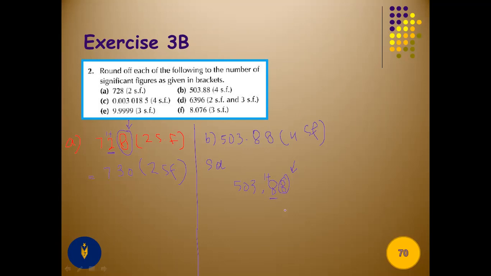ठीक है, ignore हो जाएगी, कुछ नहीं लिखते, क्योंकि जब decimal में हम round off कर रहे होते हैं, जो circle value होती है और extra value होती है circle value के right hand side पे, उनको हम ignore कर देते हैं. So 8 plus 1 is 9, 503.9. Or you can write it as, therefore 503.88 is equal to 503.9 to the nearest 4 significant figures, like this. Okay, I hope यहाँ तक आप लोगों को समझ में आया होगा.